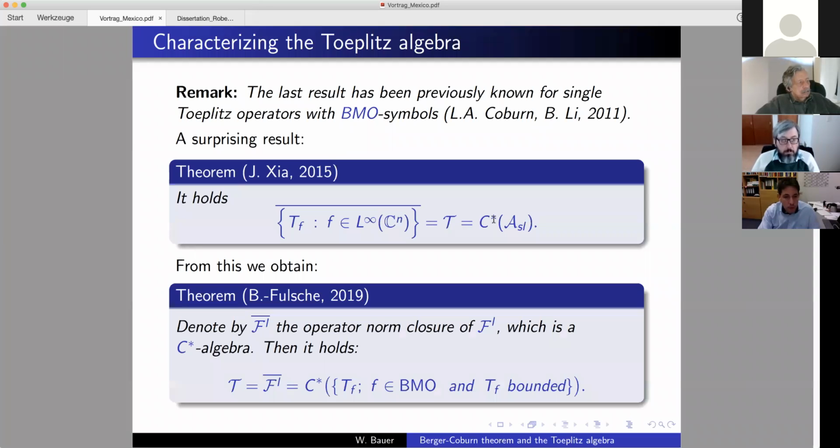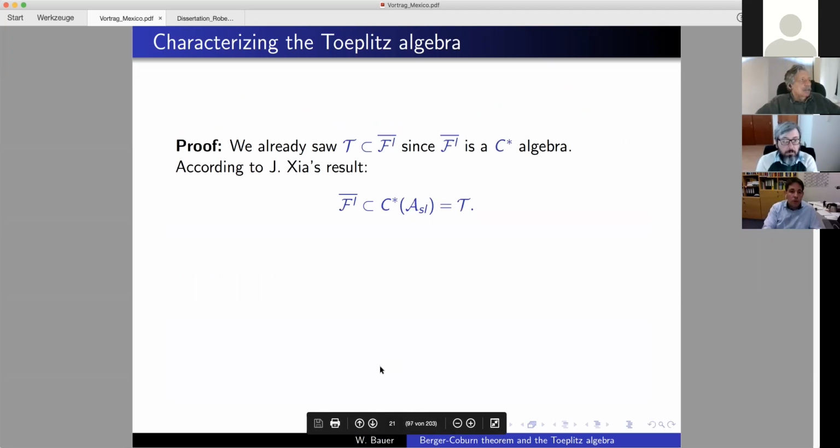And from this, we get another characterization of the Toeplitz algebra, namely the following. If I take this algebra of operators which act uniformly continuously on the scale of Banach spaces, and I look at the norm closure of this, that's a C-star algebra. And again, what it is, it's just the Toeplitz algebra. So this norm closure also is the Toeplitz algebra. And the Toeplitz algebra is also the C-star algebra generated by Toeplitz operators with BMO symbols when I assume that the corresponding operators are bounded. That's also the Toeplitz algebra. And that just easily follows from combining the previous results.